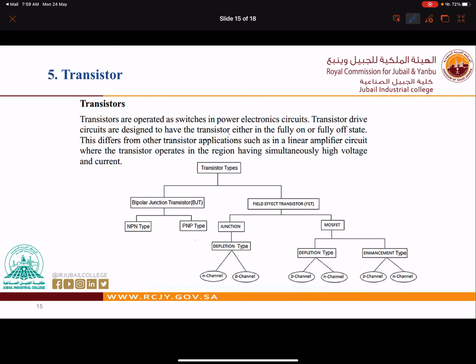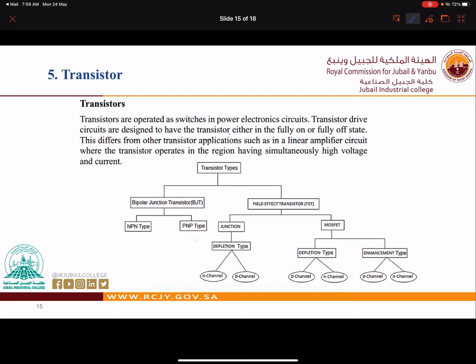Now, the final part of our lecture today is about the transistor. Transistors are also used in electronic circuits. A transistor is not designed to be only in a fully on or fully off state. It differs in applications such as linear amplifier circuits and so on.